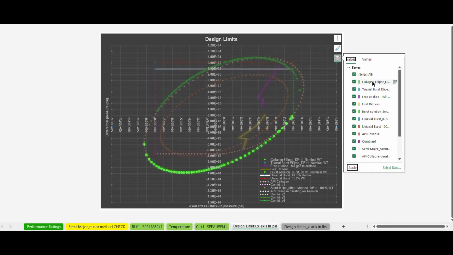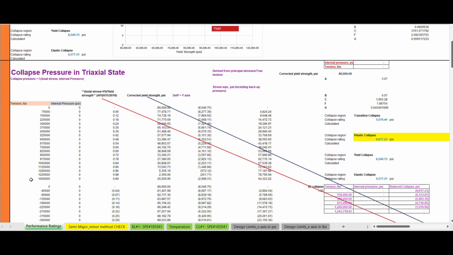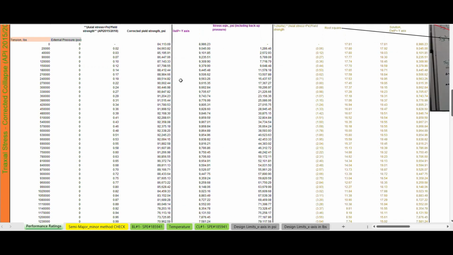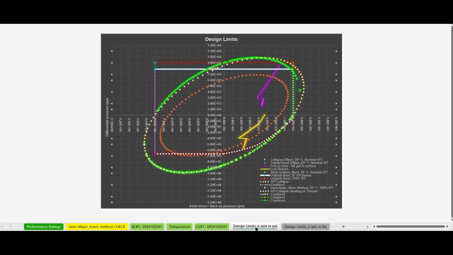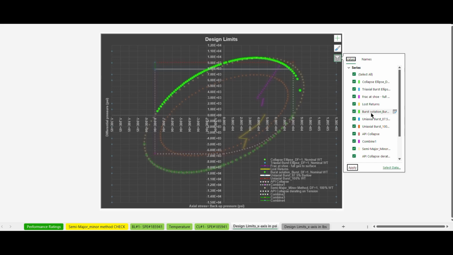So that's the collapse part, and then there's the burst part. That burst ellipse is taking the values from here. Basically it's simply plotting x versus y, where y is the delta P differential pressure, internal minus external pressure, and your x-axis is tension, or you can define it in psi terms. But of course, in both cases, you need to account for your backup pressure, which is your internal pressure for the collapse, and external pressure for the burst.